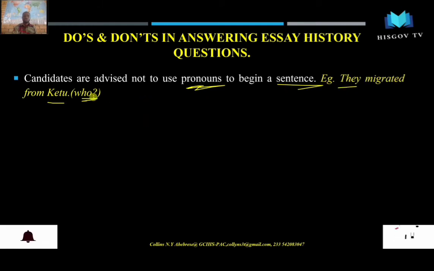So, the they, who? Migrated from, of course, Ketu. You understand? So instead of saying they, you replace it with what? The Ewe migrated from Ketu. Instead of saying they migrated from Ketu. So never begin your sentence with they or a pronoun. Of course, pronouns being we, he, she, I, you, it. Don't try it. Good. Let's move on to the next one.